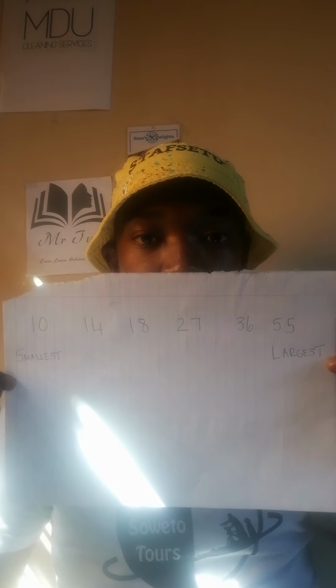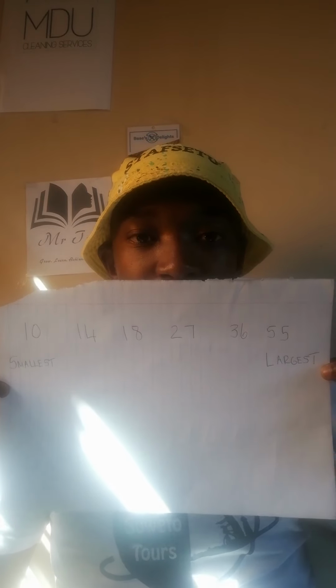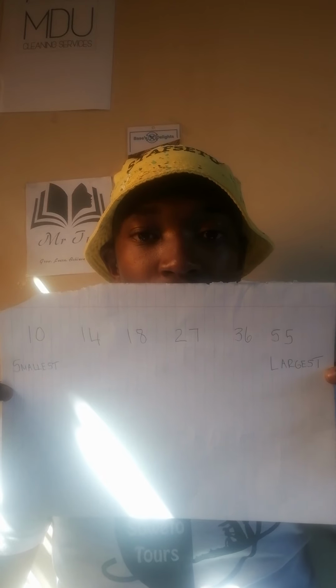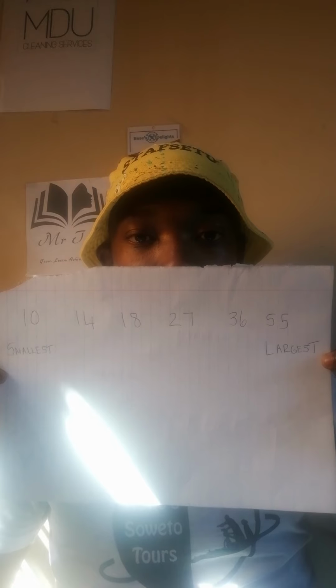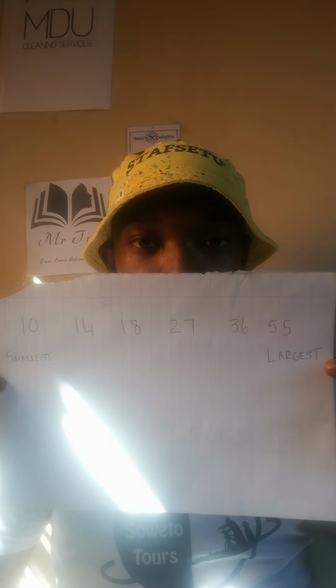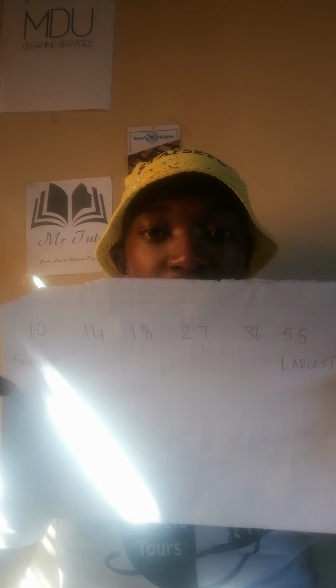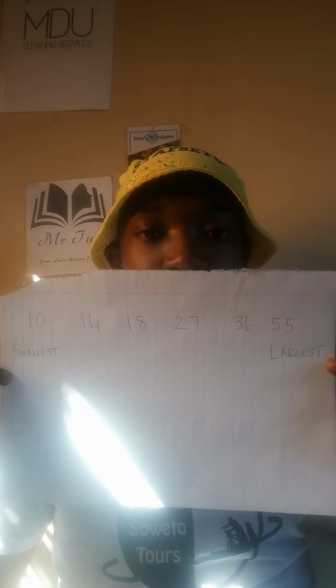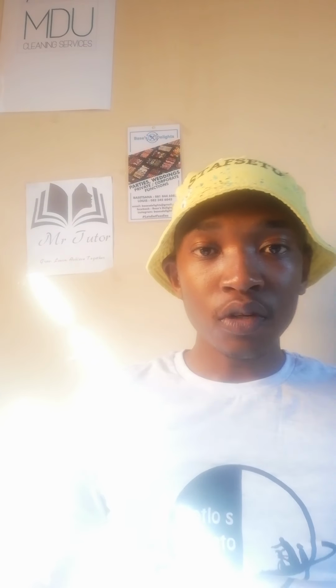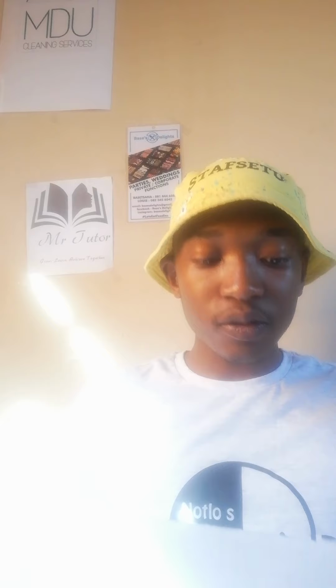This is better. So your smallest number here is 10. This is ascending order, followed by 14, followed by 18, followed by 27, followed by 36, and the last number is 55. This is the ascending order. This is how you arrange your numbers from smallest to the largest. Very easy, straightforward, quick and easy to get a grasp of.